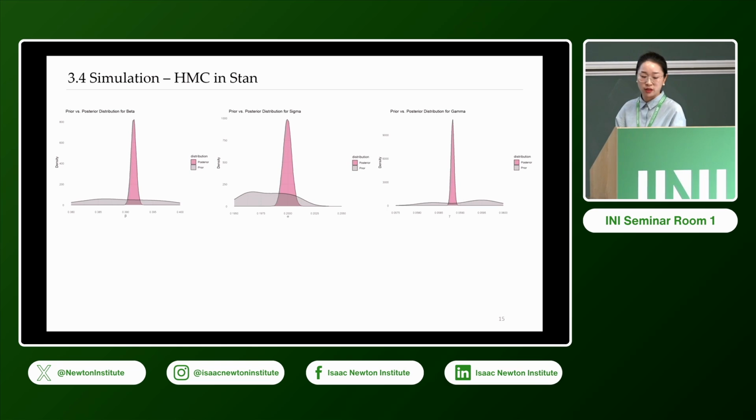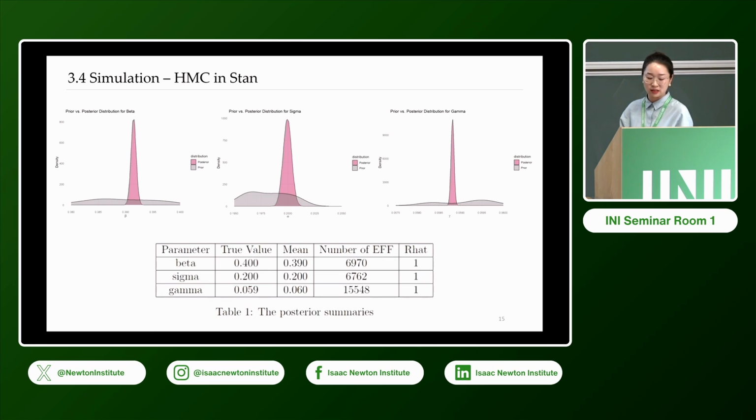And the contrast between the broad prior distribution and the narrow posterior distribution demonstrates that the data is highly informative, leading to precise parameter estimates. As evidenced in the posterior summaries, the mean of the posterior sample is closely aligned with the true values of the parameters.